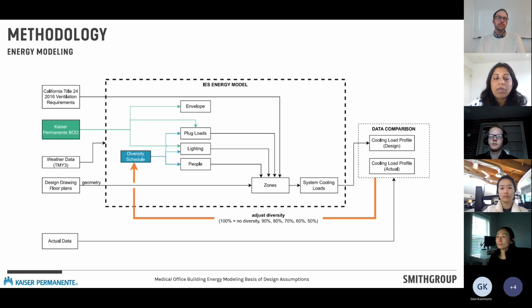So we used a weather file to start with. We used the closest TMY3 weather data that was close to Hesperia, and we used that for the analysis. Once the system load calculations were done, the energy modeling cooling load profile was compared to the actual BMS data.